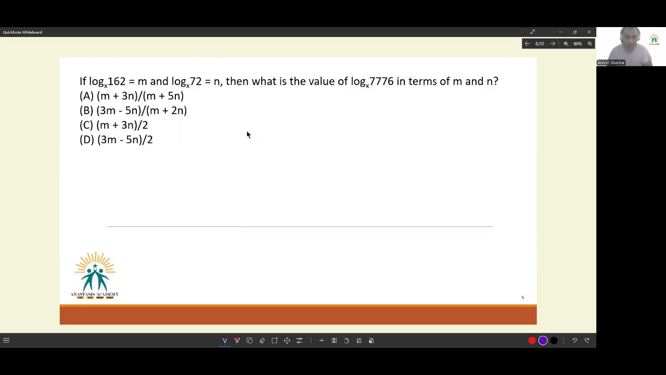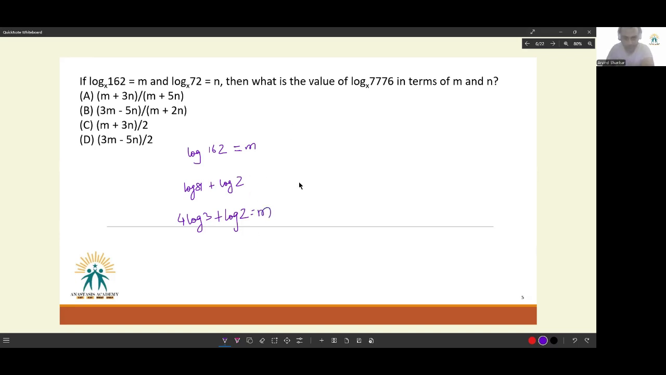Okay, next question. Log 162 to the base x is equal to m, and log 72 to the base x is equal to n. What is the value of log 7776 in terms of m and n? Okay, first let's break this down. Log 162, I honestly don't care for base x because it is the same everywhere, is equal to m. Therefore, this will be log 81 plus log 2, or 4 log 3 plus log 2 is equal to m.